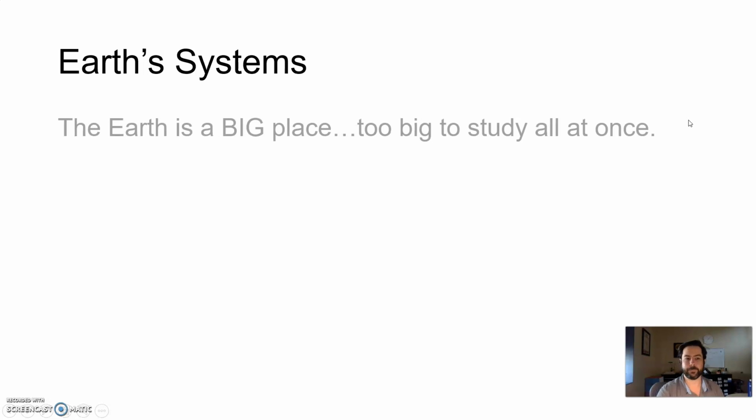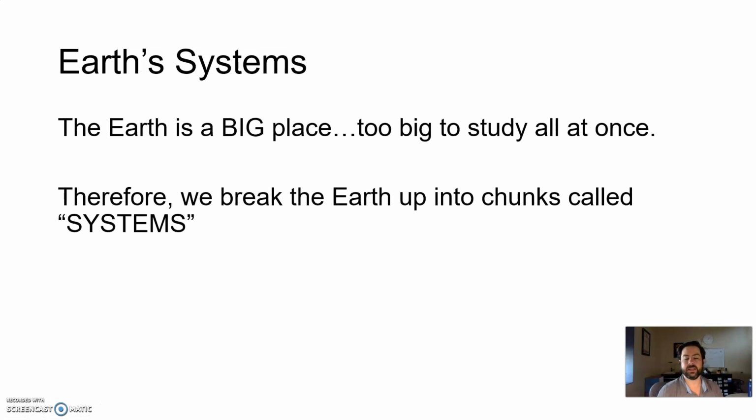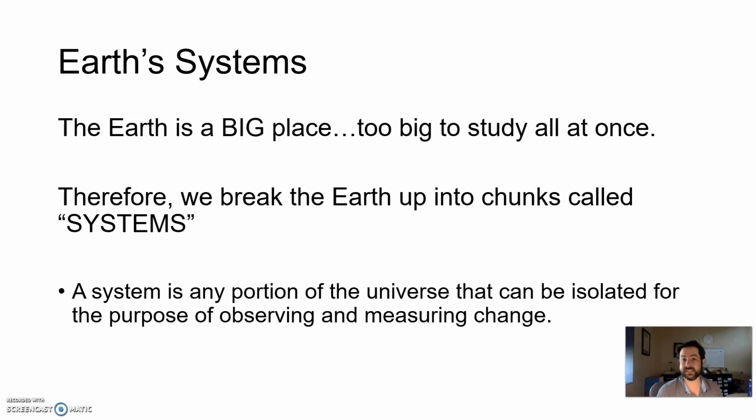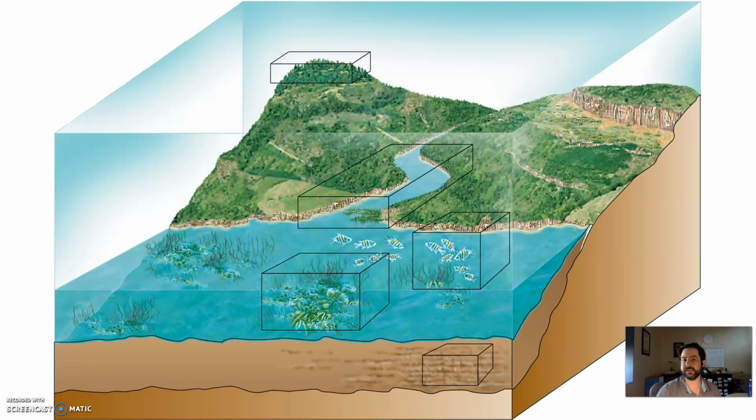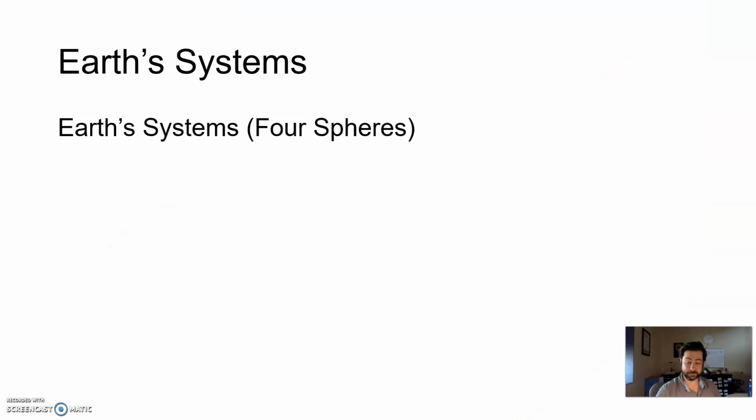Okay. So again, Earth's big, too big to study. We break up the Earth into things called systems. A system is defined as any portion of the universe, really, that can be isolated for the purpose of observing and measuring. I could break a system down into a mountaintop, the river and its banks, the top of the water in a lake or ocean and its fish, the organisms at the bottom of the water, the sediment and rock layers below the ocean. A system is anything I want to define it as. This place over here, it could be 1 foot by 1 foot, it could be 10 miles by 10 miles big. So a system is whatever I want to define it as.